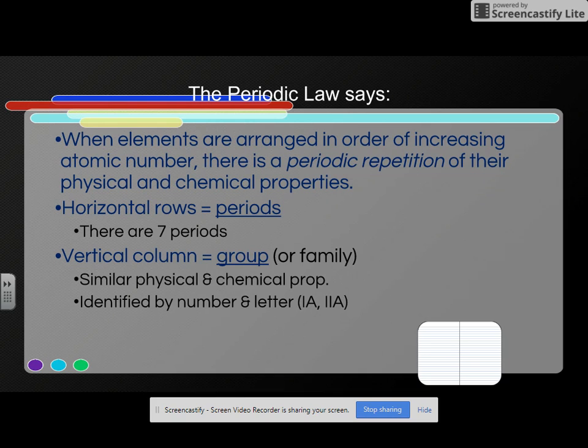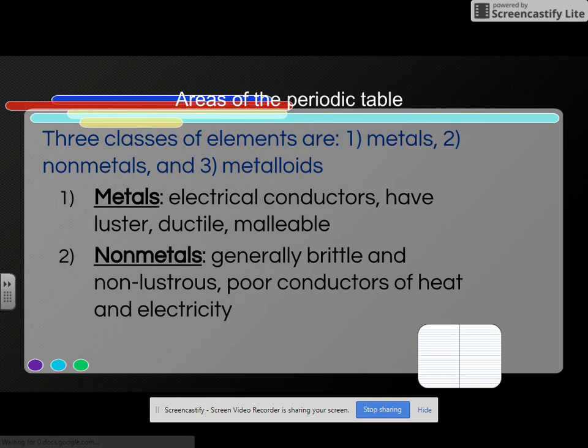So what this means is if it's in the same group or column, it's going to have the same kind of chemical properties, so the same way that it reacts with things. It's also often going to look the same. It's going to have the same kind of physical properties as well. So there are 3 major areas of the periodic table. We have metals, nonmetals, and metalloids.